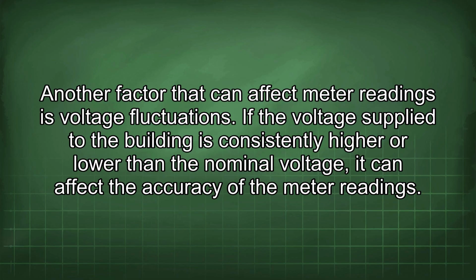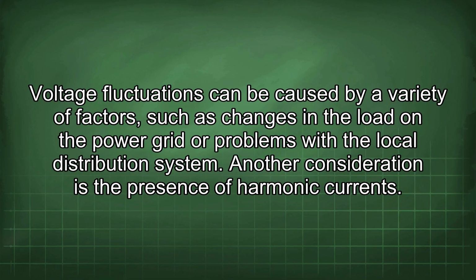Another factor that can affect meter readings is voltage fluctuations. If the voltage supplied to the building is consistently higher or lower than the nominal voltage, it can affect the accuracy of the meter reading. Voltage fluctuations can be caused by a variety of factors, such as changes in the load on the power grid or problems with the local distribution system.